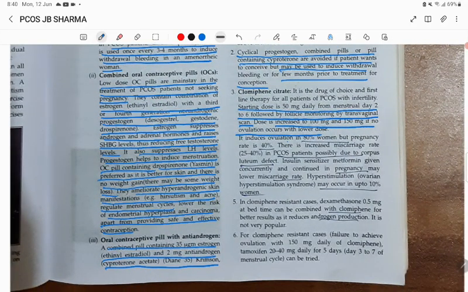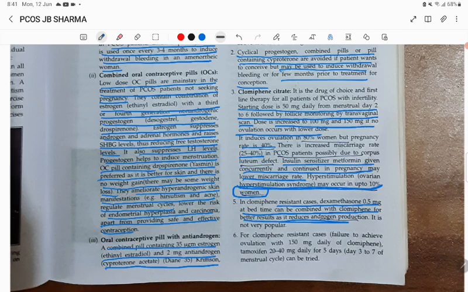It induces ovulation in 80% of women, but the pregnancy rate is 40%. There is an increased miscarriage rate of 25 to 40% in PCOS patients, possibly due to corpus luteal defect. The insulin sensitizer metformin can be given concurrently and continued in pregnancy; it may lower the miscarriage rate. Ovarian hyperstimulation may occur in up to 10% of patients induced with clomiphene citrate. In clomiphene citrate resistant cases, dexamethasone 0.5 mg at bedtime can be combined with clomiphene citrate for better results, as it reduces androgen production.